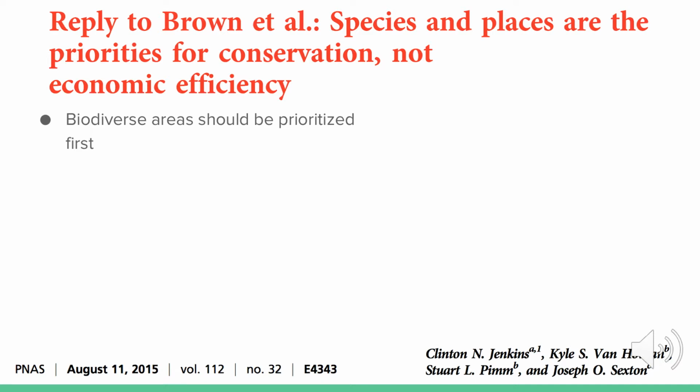This next article is once again by Clinton Jenkins and is in response to Brown's article. Jenkins argues that the process for prioritization should be based on species density and biodiversity for animals who are being threatened with extinction. He agrees with the fact that cost minimization is important, but expresses that it should ultimately not be the driving factor in where and how to protect.